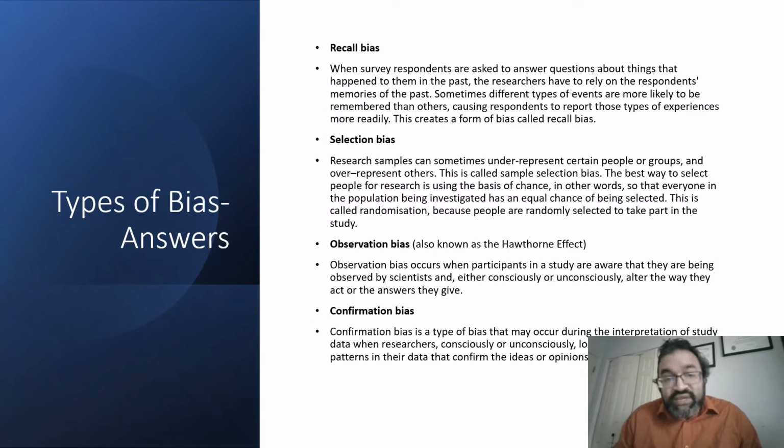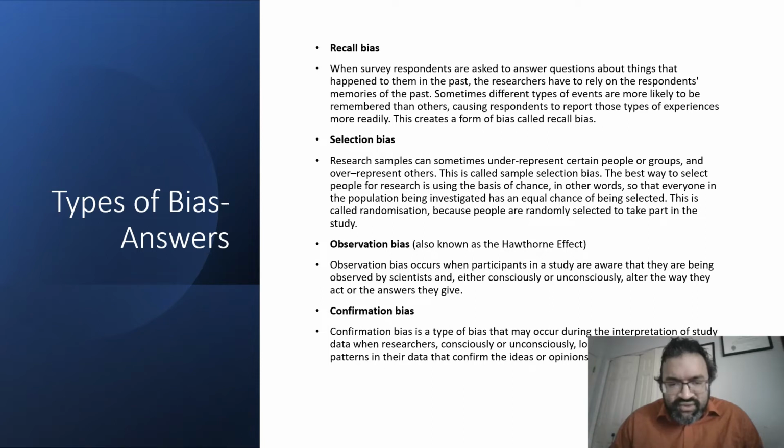Now, looking into recall bias. Recall bias is when survey respondents are asked to answer questions about things that happened in the past, but they might not remember accurately. That can happen pretty commonly. For instance, hopefully electronic health records make that less and less, but oftentimes when you have a lot of conditions, it's difficult to remember all of them.